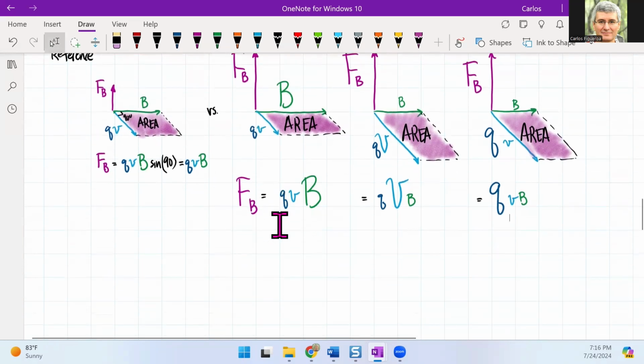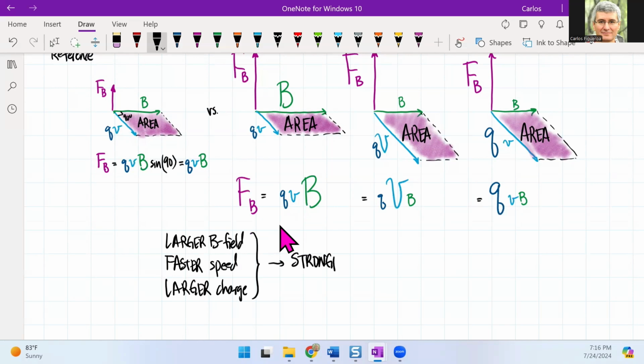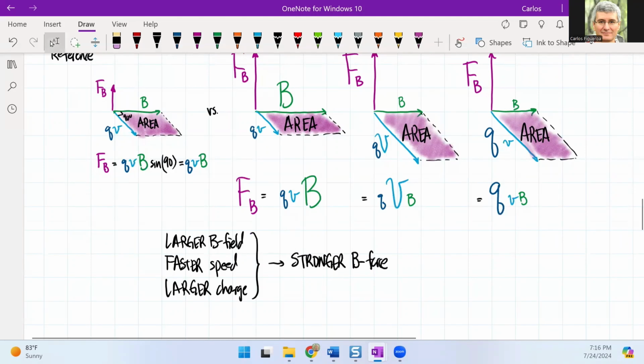So in summary, we could then say if I have a larger magnetic field, or I have a faster speed, or if I have a larger charge, this leads to a stronger magnetic force. And pictorially, that's exactly what it is.